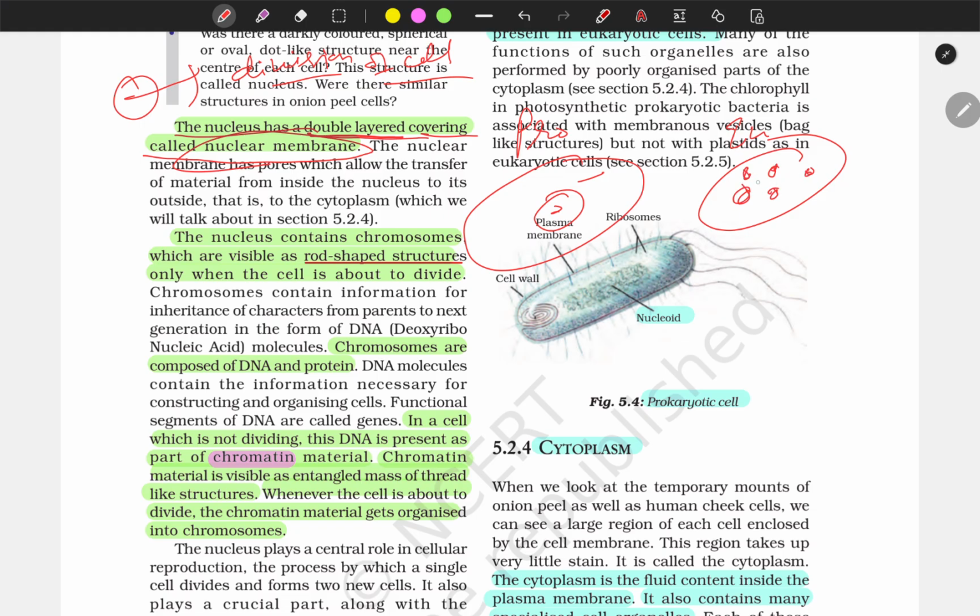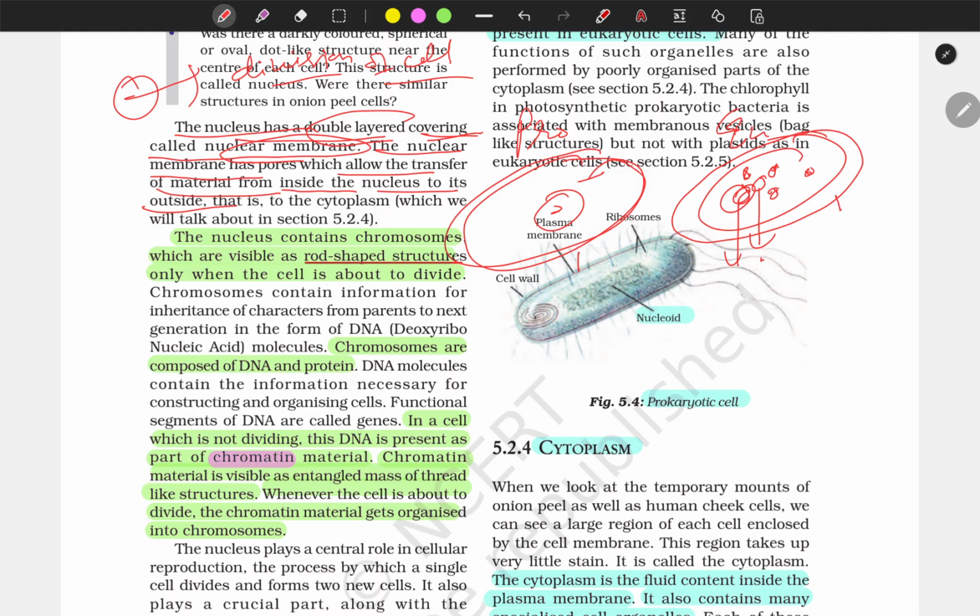There are also some organelles which have a double-layered membrane, called the organelle membrane. So outside the cell there is a membrane, but inside the eukaryotic cell the organelles also have protecting membranes. The nucleus has a double-layered covering called the nuclear membrane. The nuclear membrane has pores which allow transfer of material from inside the nucleus to its outside.